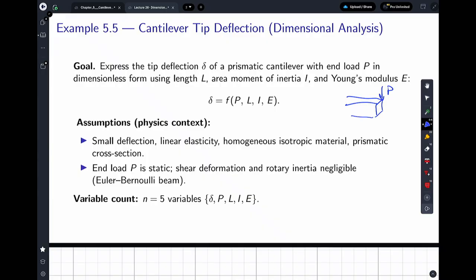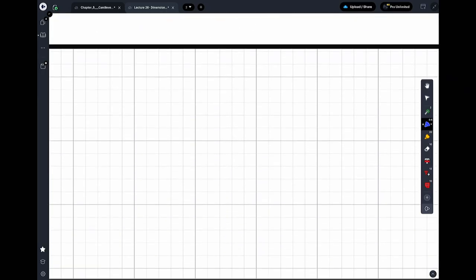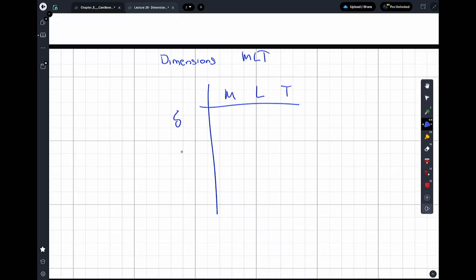Assumptions: small deflections, the end load is static, and we have a variable count. That's easy. Every time you do this, you can have delta, P, L, I, and E. And really the important point here is the dimensions M, L, and T. You'll find the original example there. I also gave you the answer, but I want to give you a bit more information.